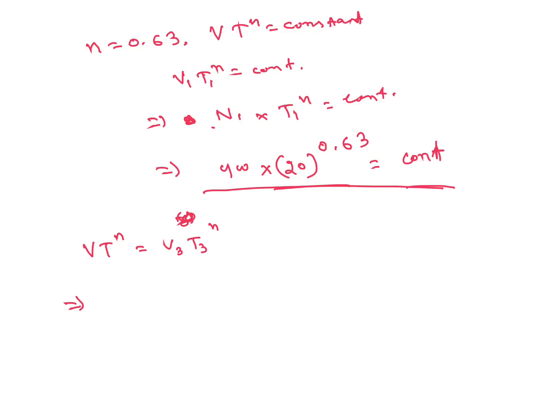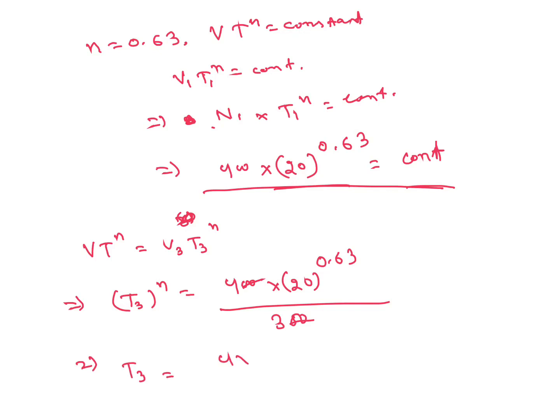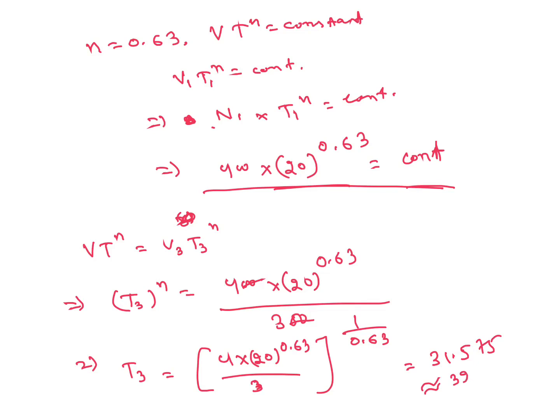So T3 to the power n is the constant, 400 into 20 to the power 0.63, divided by V3, which is 300. So the zeros cancel. Then T3 equal to 4 into 20 to the power 0.63 divided by 3, whole to the power 1 by n, and the n value is 0.63, so 1 by 0.63. If we solve this, we will get 31.575. So from the options, nearly 32 minutes. So B is the answer.